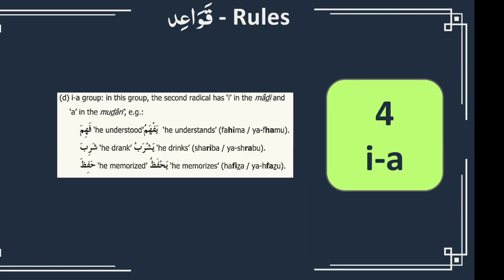This is the fourth group, which is IA, meaning the E and A sound. Meaning the madi will have a second letter with a kasra, and then the mudari will have a fatha as the second letter. For example, fahima, he understood. Yafhamu, he understands, he is understanding, or he will understand. Shariba, he drank: there is a kasra on the ra, and then a fatha on the ra in the mudari. So shariba, he drank. Yashribu, he drinks, he is drinking, or he will drink.